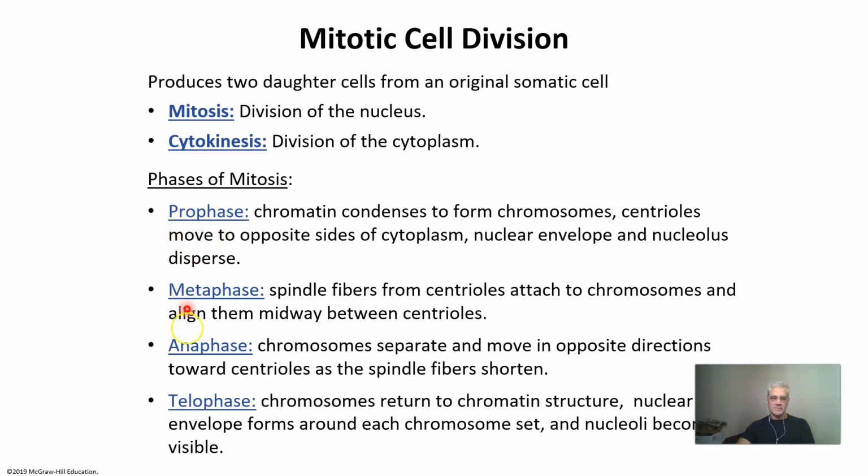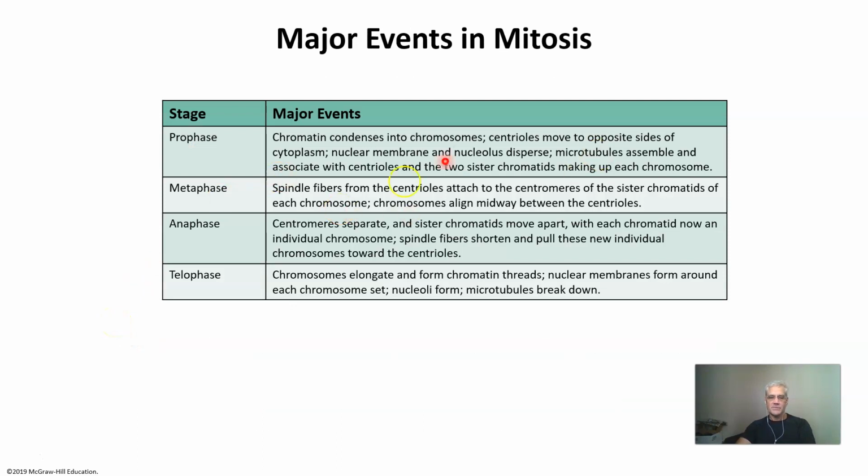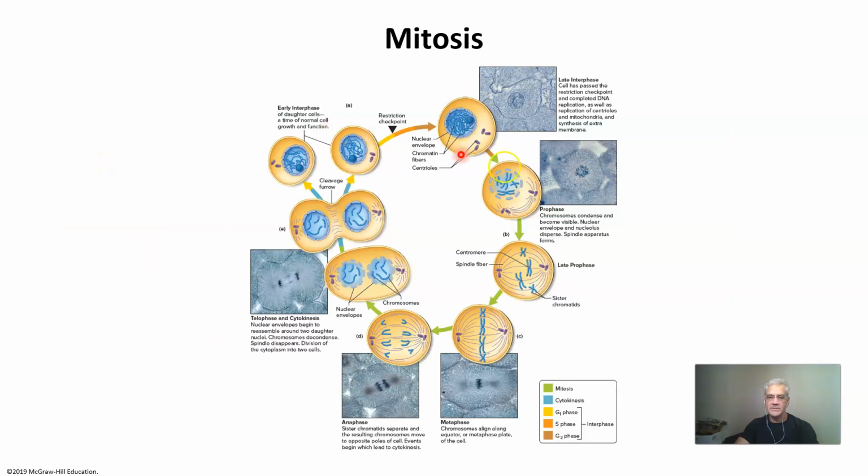This is the order: prophase, metaphase, anaphase, telophase. PMAT, PMAT. Here's what happens. We've been through that in the other lecture. Review all these, understand them. Here it is in pictures. Round and round and round you go.